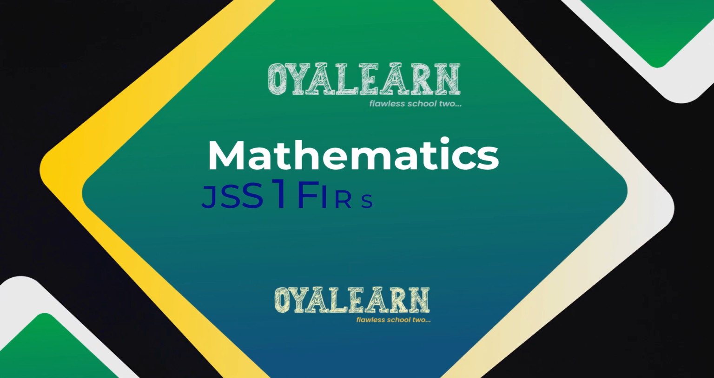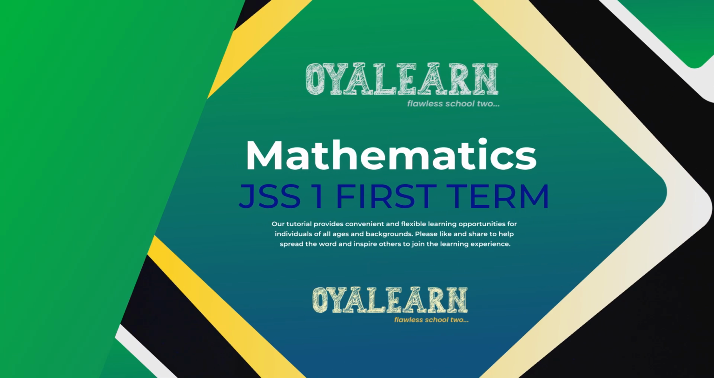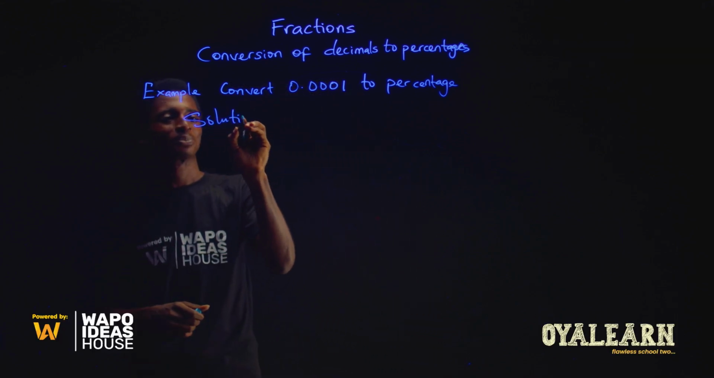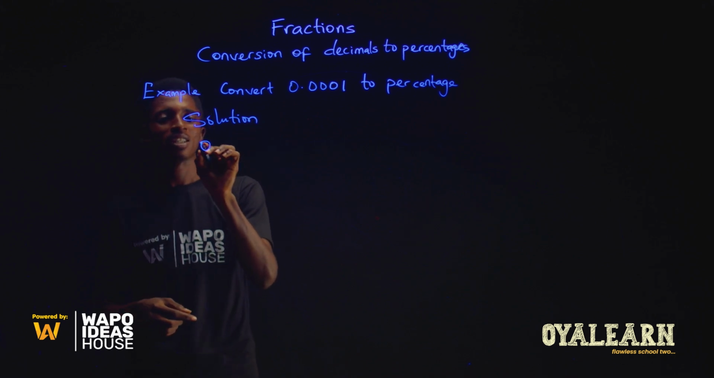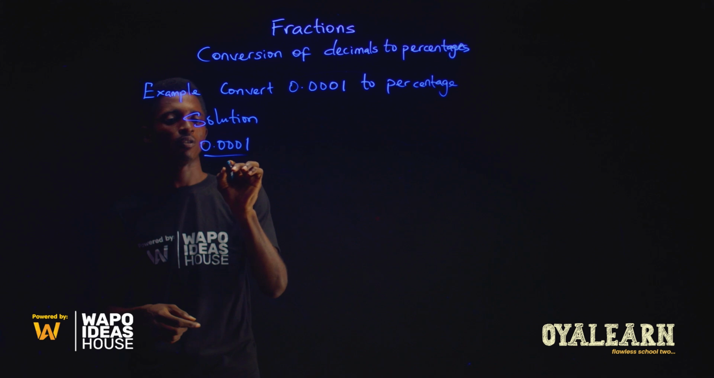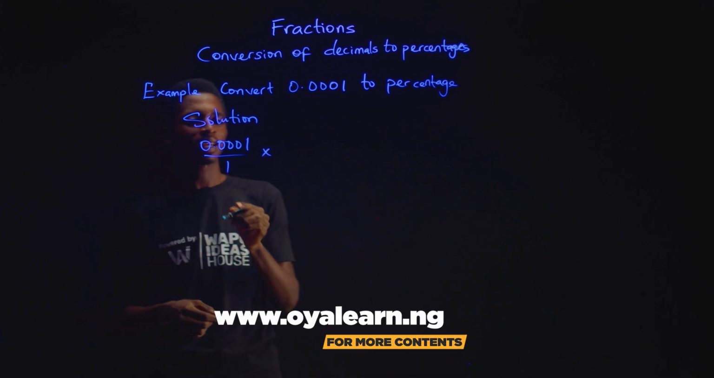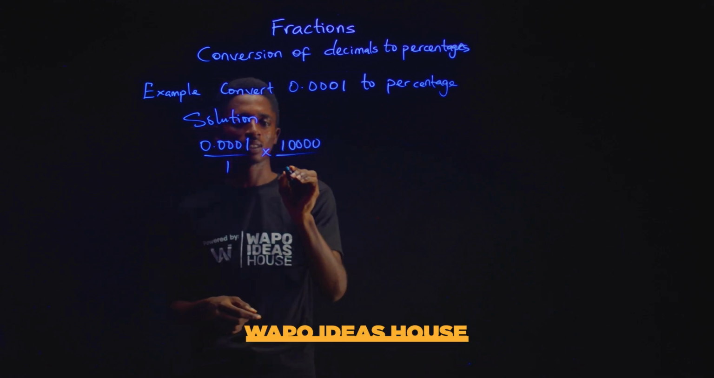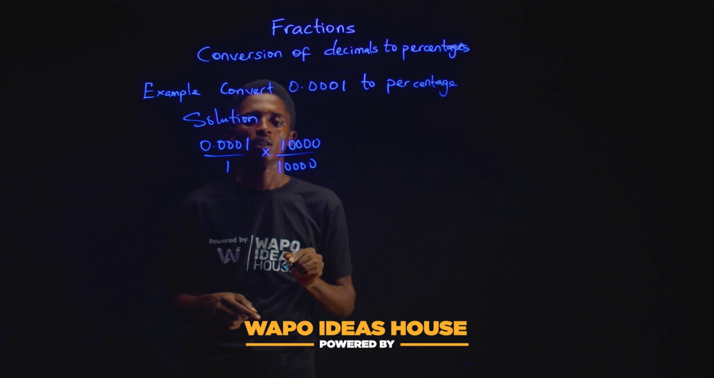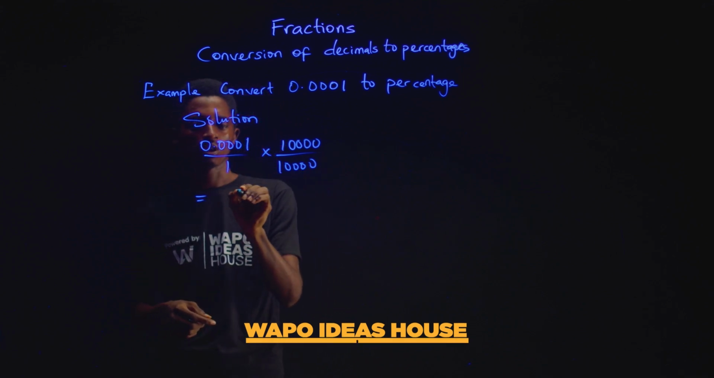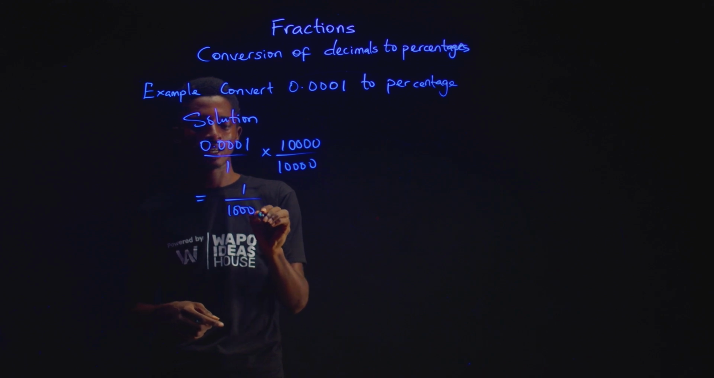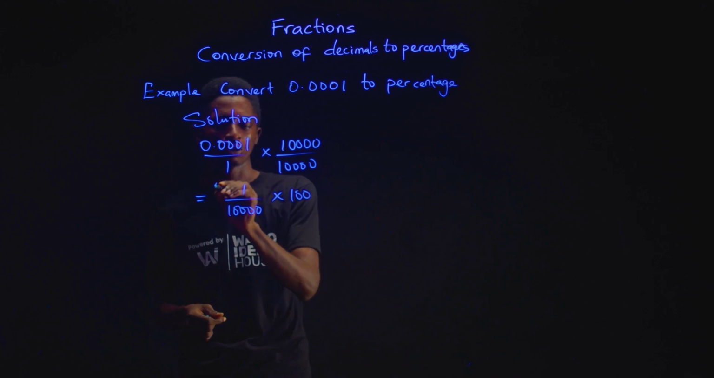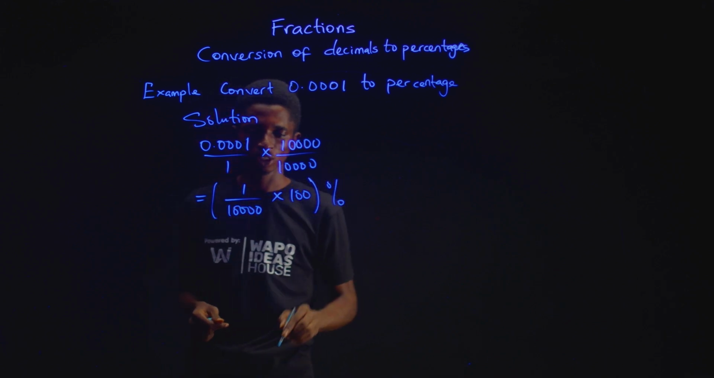Now let's convert 0.0001 to percentage. Solution. In this case, we have 0.0001 over 1. Now we multiply that by 10,000. And this will bring us to 1 over 10,000, which we will then multiply by 100 to bring it to percentage.